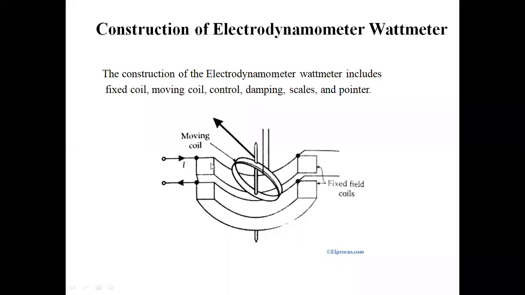The moving coil is present here. Two fixed coils are present here, and they carry the equivalent load current, which is represented by capital I. So this load current flowing through the fixed coil will create a magnetic flux.